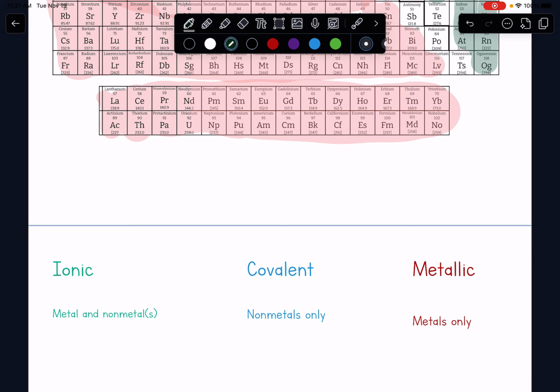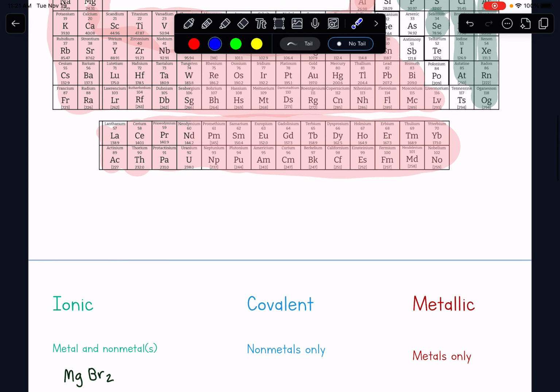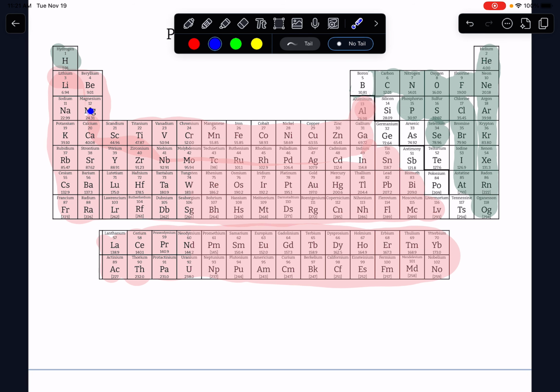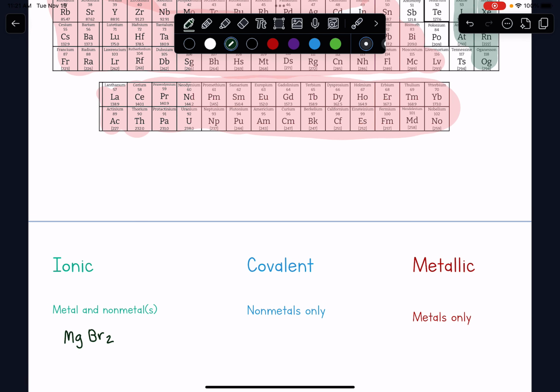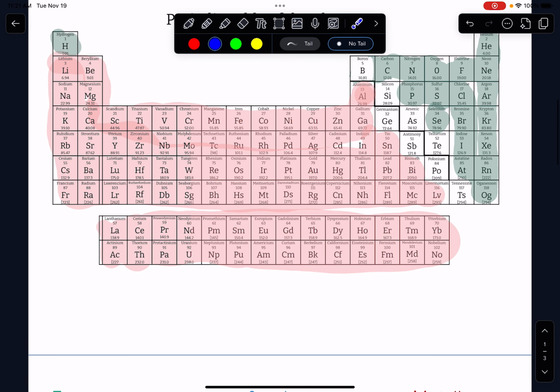So an example of an ionic compound might be magnesium bromide, because when you look at the periodic table, magnesium is here, it is a metal. Bromine is over here, it is a nonmetal. So you have one of each, that is an ionic compound. You can have more than one though. If you had sodium nitrate, NaNO3, this has sodium, nitrogen, and oxygen. Sodium is over here, it is a metal. Nitrogen and oxygen are both nonmetals, so it's still considered an ionic compound. You are allowed to have more than one nonmetal, and actually that's pretty common.